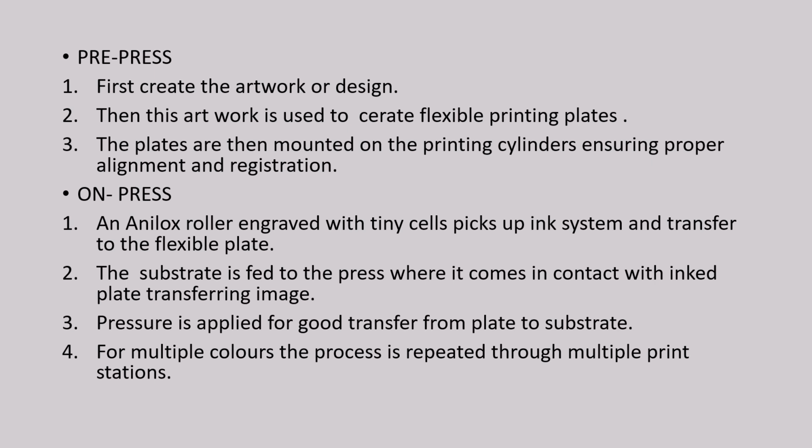On press. An anilox roller engraved with tiny cells picks up the ink from the ink pump and transfers it to the flexible plate which is attached to the next roller. The substrate is then fed to the press where it comes in contact with the inked plate, transferring the image. When the inked plate comes in contact with the substrate, pressure is applied for good transfer of the image from the plate to the substrate. And if you need multicolor printing, then this process is repeated multiple times in multiple print stations.